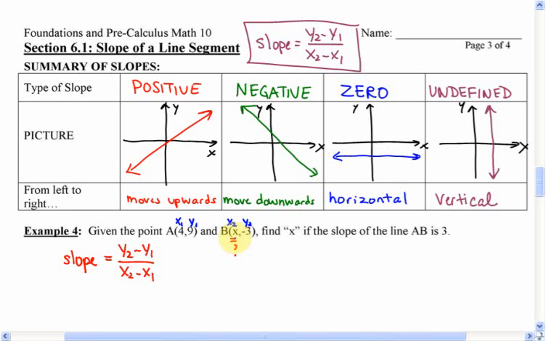Let me call them x1, y1, x2, y2. So how can we figure out the slope here, dear friends? Let's plug in the points. What's y2? -3. Good. What's y1? 9. Good.